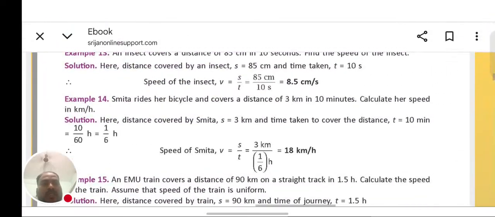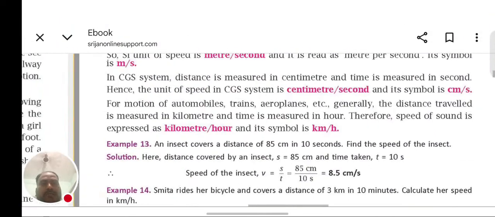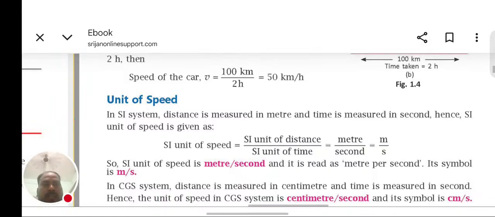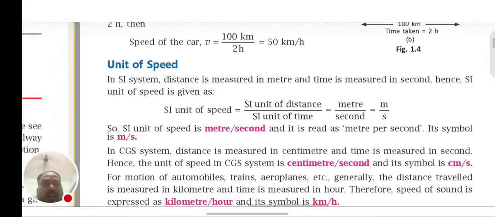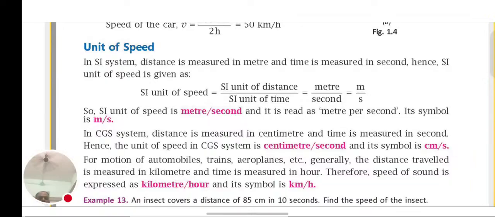Now next, we are going to discuss the SI unit of speed. So what is the SI unit of speed? We know that we measure distance in meter, yes or not, and we measure time in second. So the SI unit of speed is meter per second.